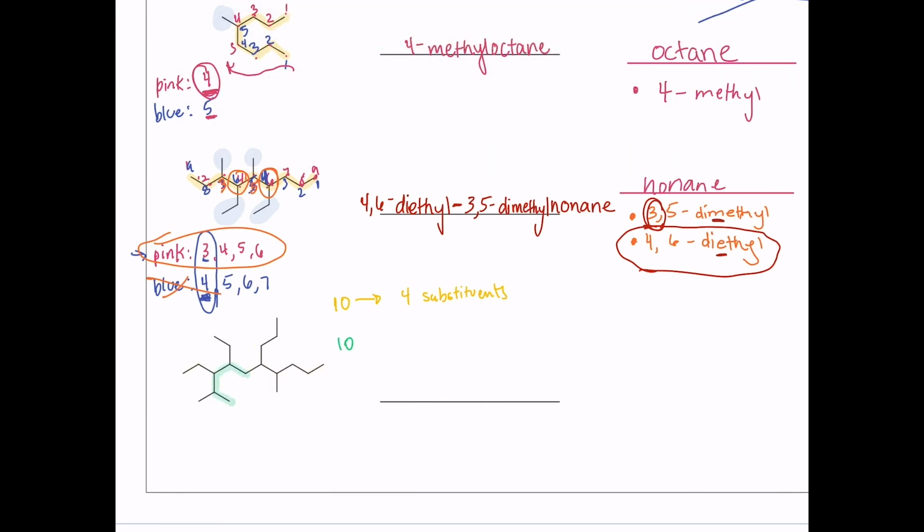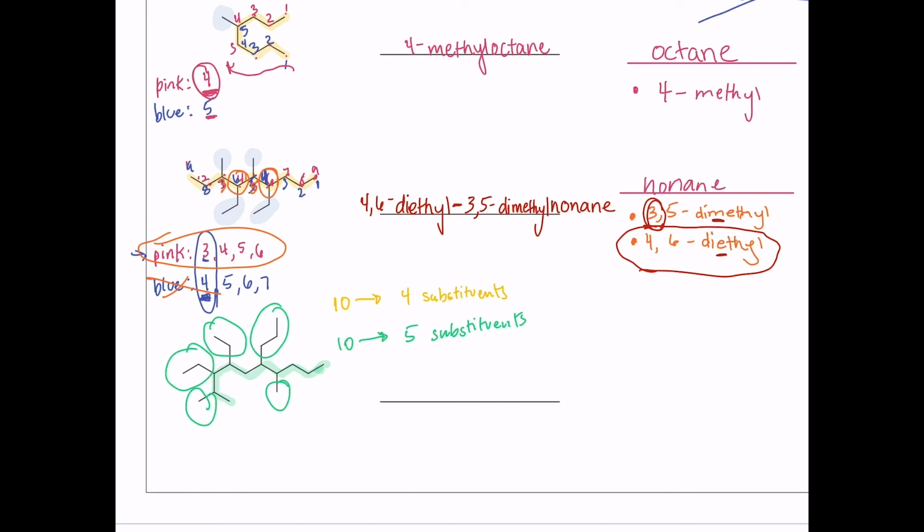So the green way, we did it this way. So 1, 2, 3, 4, 5, 6, 7, 8, 9, 10. Yep. All right, so where are the substituents on this green parent chain? 1, 2, 3, 4, 5. All right, so if we use the green parent chain, we actually have 5 substituents. And so because the green parent chain actually has a higher number of substituents, we're going to go with the green parent chain.